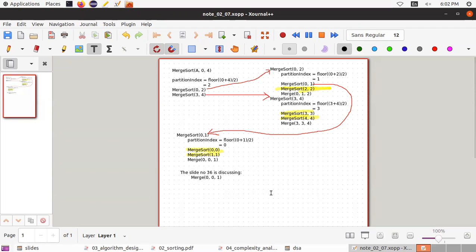Yeah, Daniel, Emmanuel has already answered your question. Partition index equal to floor of start index plus end index divided by 2. And for giving this answer, Emmanuel will get 1 bonus point. Emmanuel, you're getting 1 bonus point for having answered Daniel's question.